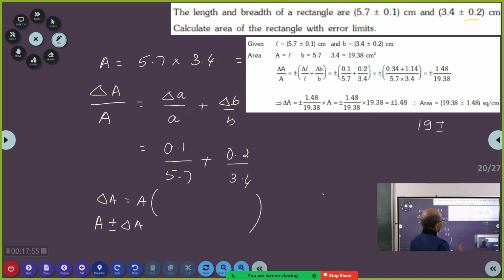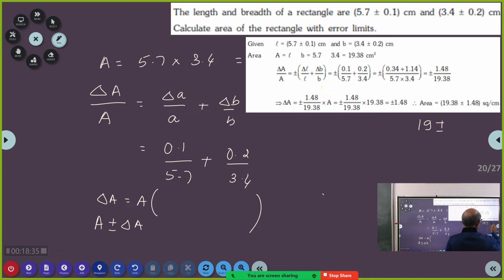When you divide, you consider the least number of significant figures, right? So you get one significant digit here and one here. Each has one significant digit, and then you are going to add them, right? So what will the final reporting be? Plus or minus 1 significant figure.